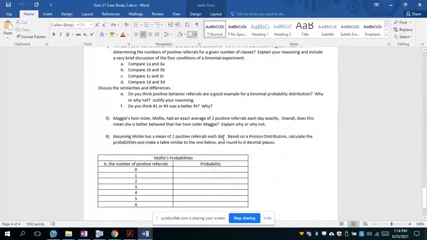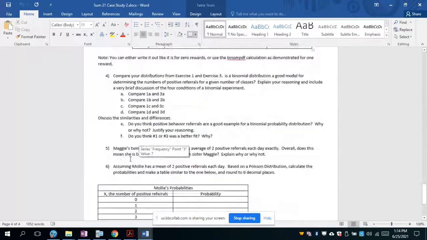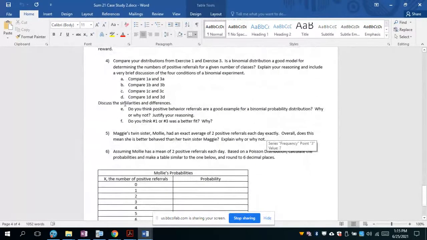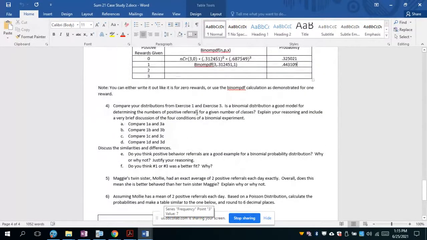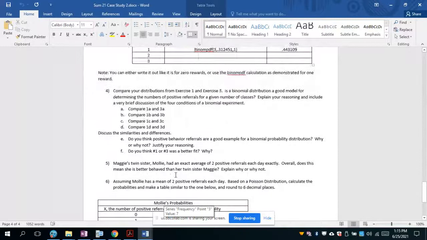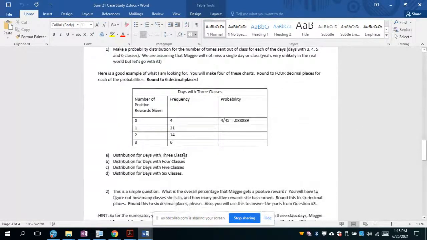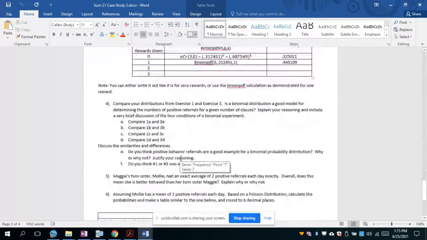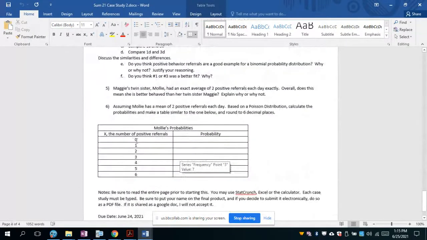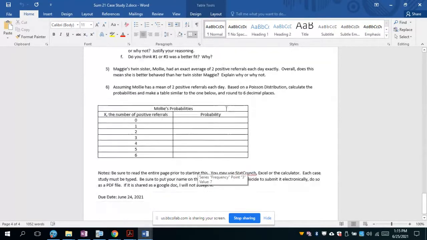And then Molly's probabilities, and then 4 compares them. 5, Maggie's twin sister Molly had an average of 2 per day exactly. So you want to figure out Maggie's exact average per day. That's actually very easy to do. And then Molly's, this is the Poisson distribution with a mean of 2.